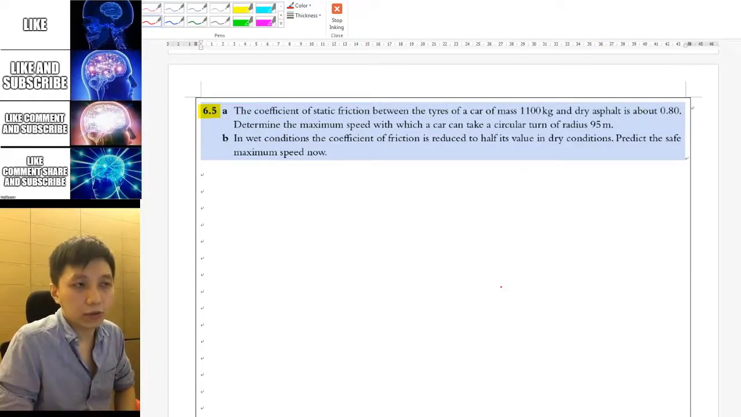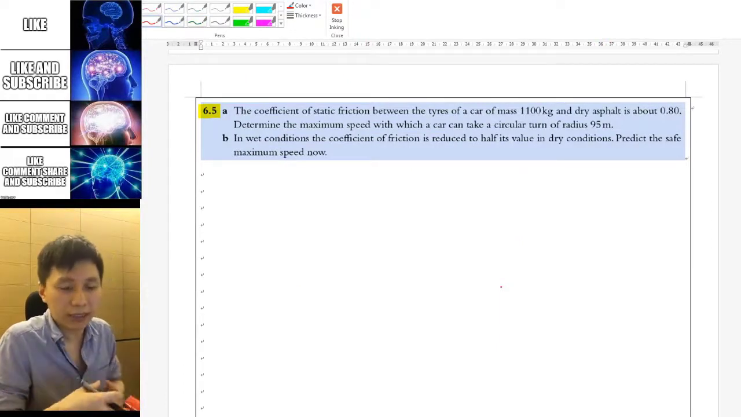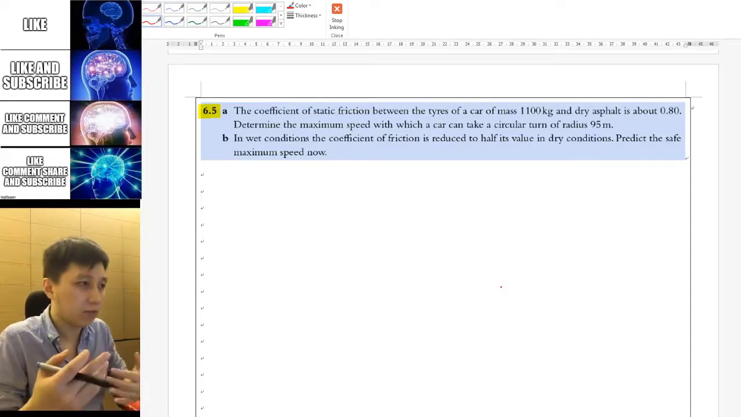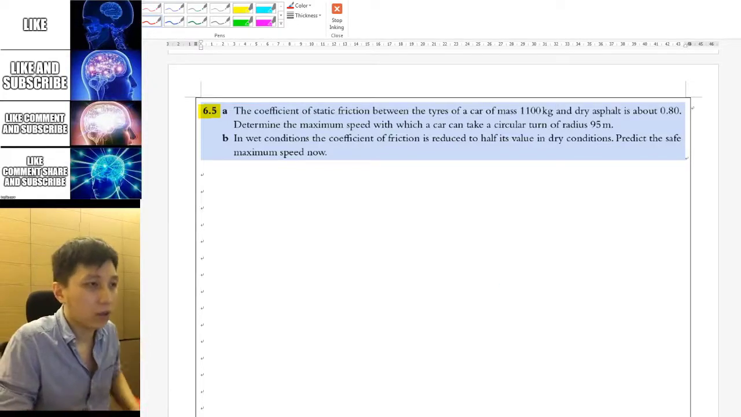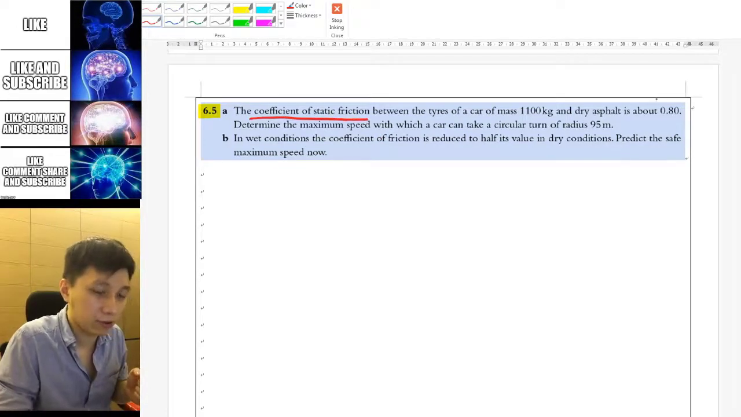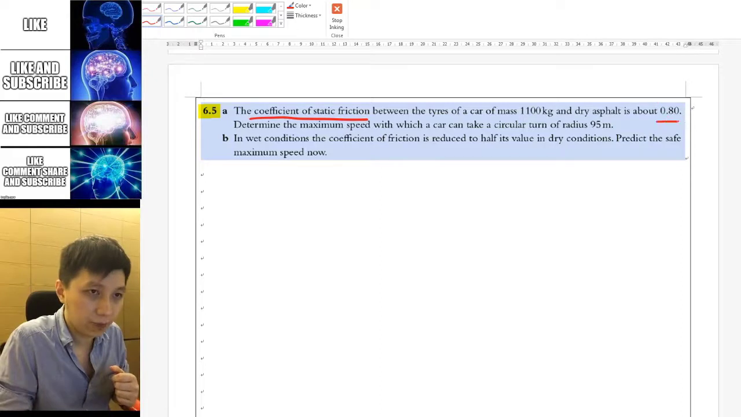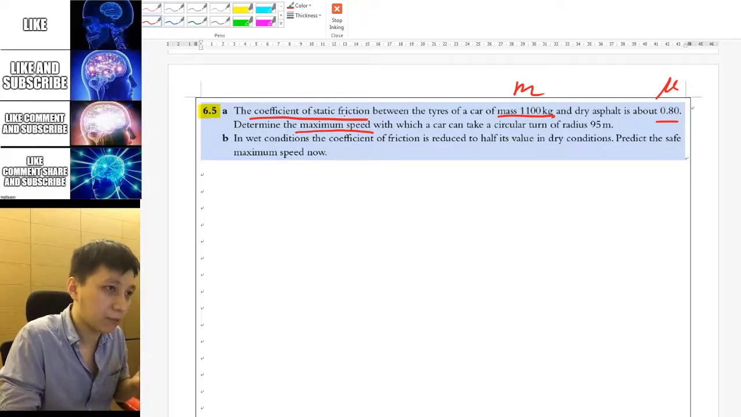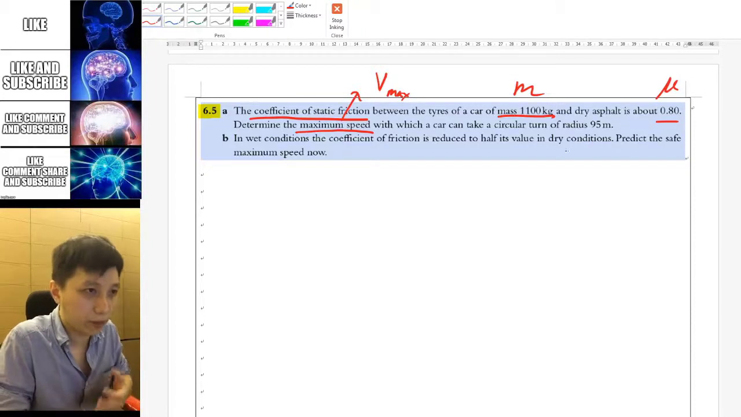Okay, last question. If you don't know how to do this completely, feel free to pause at any time of this video and give yourself a try. Okay, let me give you some hint. Here we've got coefficient of static friction, so something to do with friction obviously. This, let's put down the symbol, is mu. This is m. We have to find out maximum speed, so let's call it v max, something that we want to find, and the radius is r.